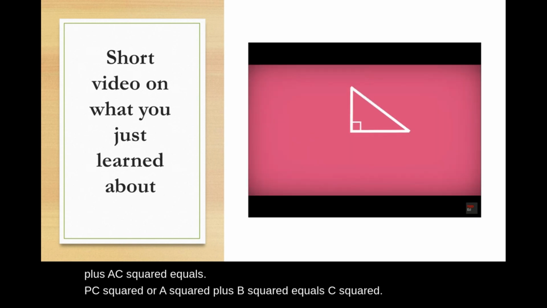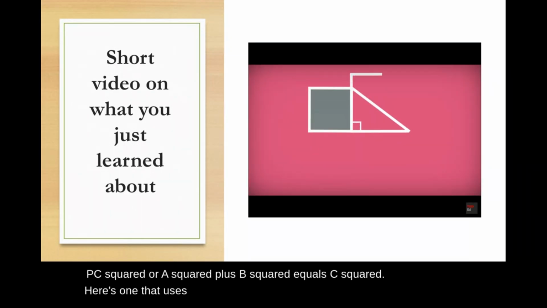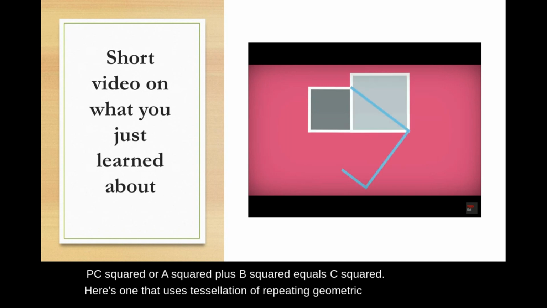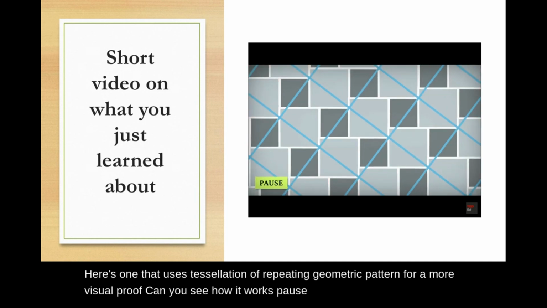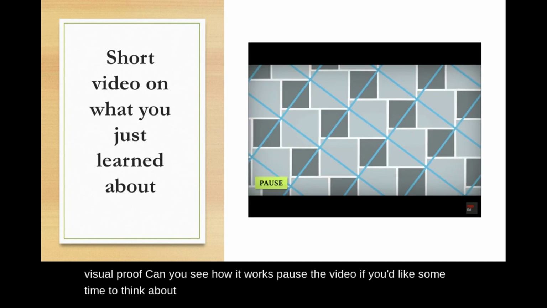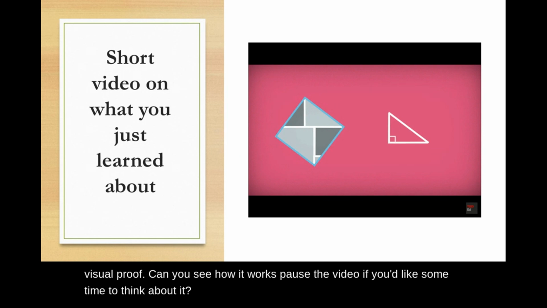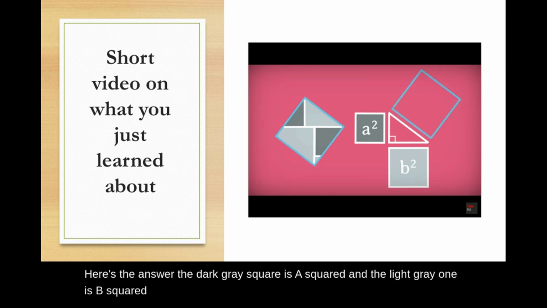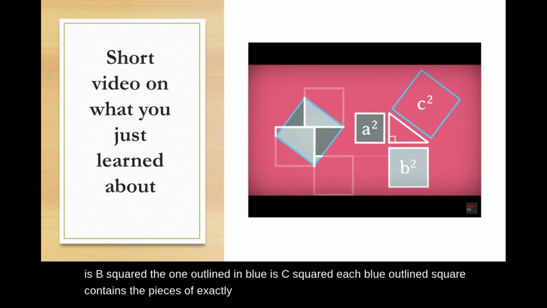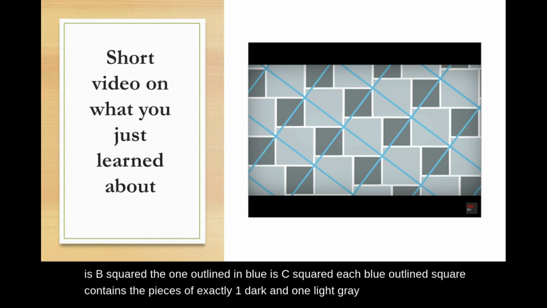Here's one that uses tessellation, a repeating geometric pattern, for a more visual proof. Can you see how it works? Pause the video if you'd like some time to think about it. Here's the answer. The dark gray square is A squared, and the light gray one is B squared. The one outlined in blue is C squared. Each blue outlined square contains the pieces of exactly 1 dark and 1 light gray square, proving the Pythagorean theorem again.